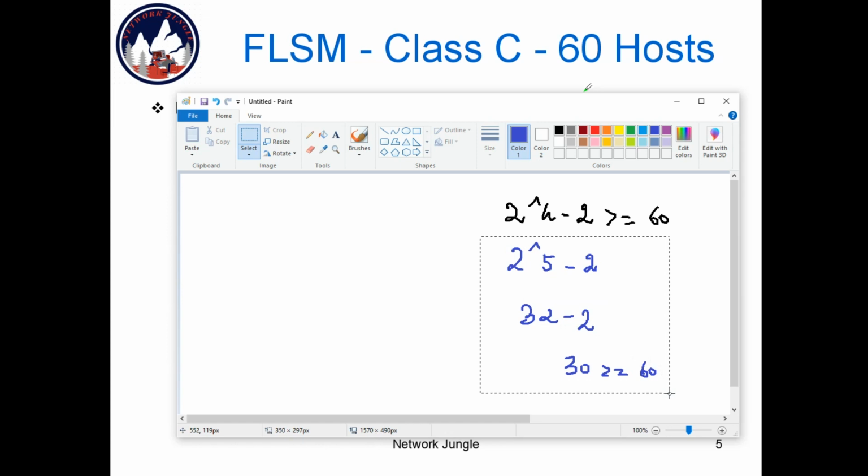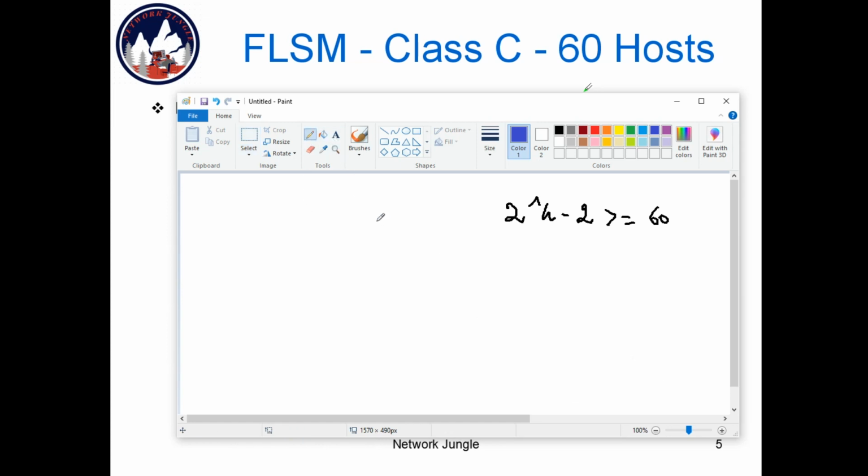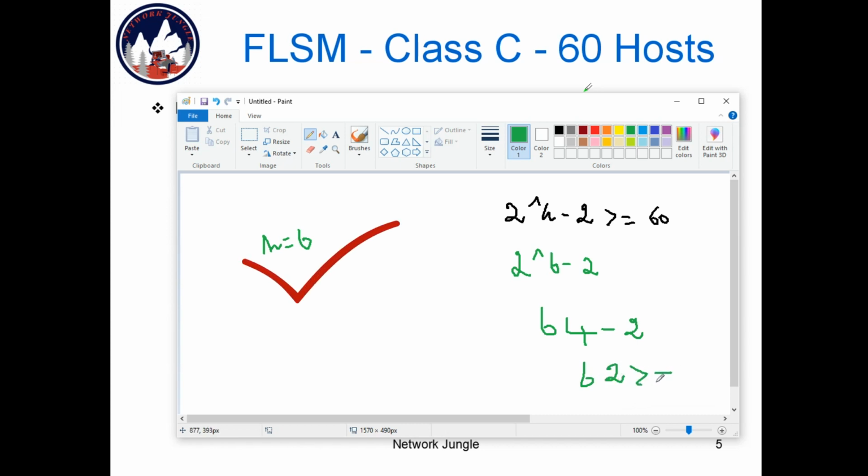Next, we take 6 bits in the host portion. So 2 power 6 minus 2. 2 power 6 equals 64, minus 2, so we get 62 valid IP addresses for the network segment. So the condition is valid. So we have to choose 6 bits in the host portion.